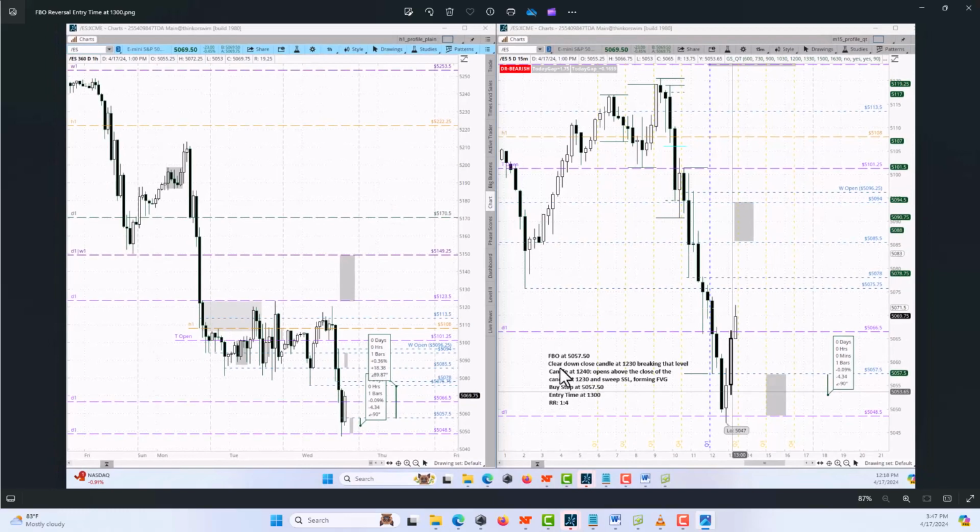So basically, we see a clear down close candle breaking the level. That's the very big trade book. And the candle at 12:40 opens above the close. You see, it opens above the close of this candle. And it swept the sell side, and also it formed a fair value gap. Put a buy stop right away, and ready for target. So in this case, it's gonna be a quick move.